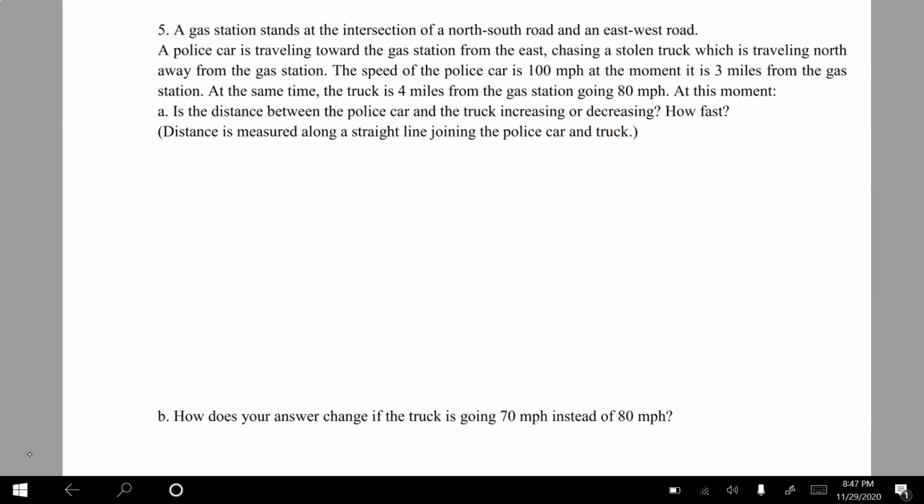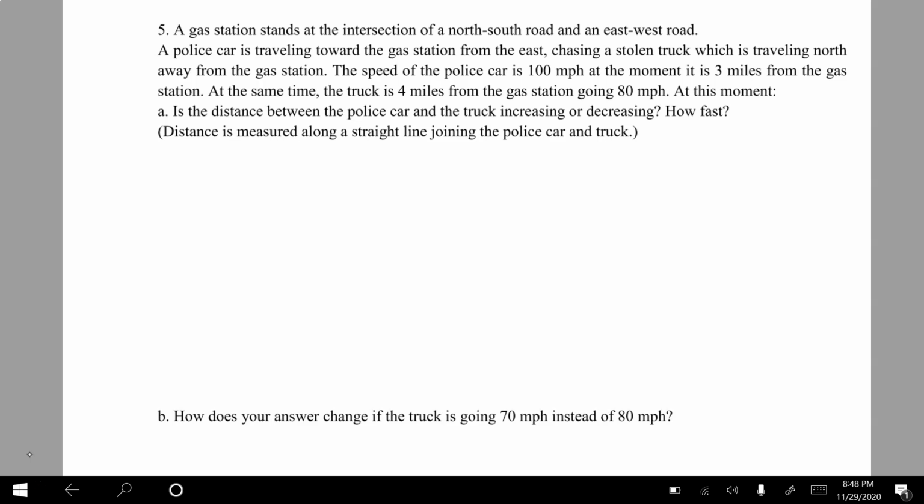Okay, we're reading through this problem. We have a gas station at a corner of a north, south, east, west road. A police car is traveling toward the gas station from the east. That means he's going west, chasing a stolen truck, which is traveling north from the gas station. The speed of the police car is 100 miles per hour when it's 3 miles from the gas station. The truck is 4 miles away, going 80 miles per hour.